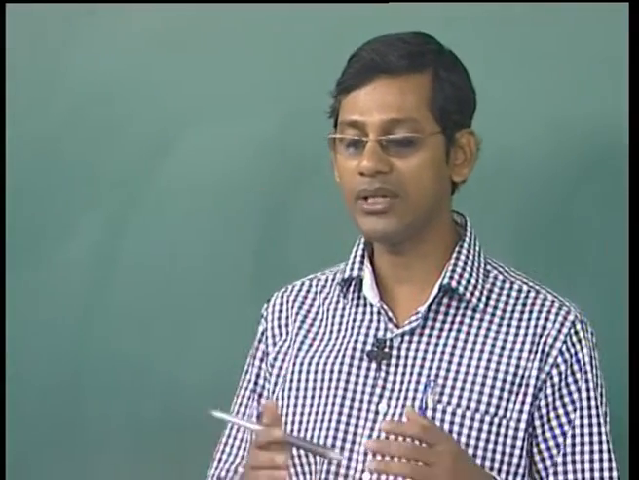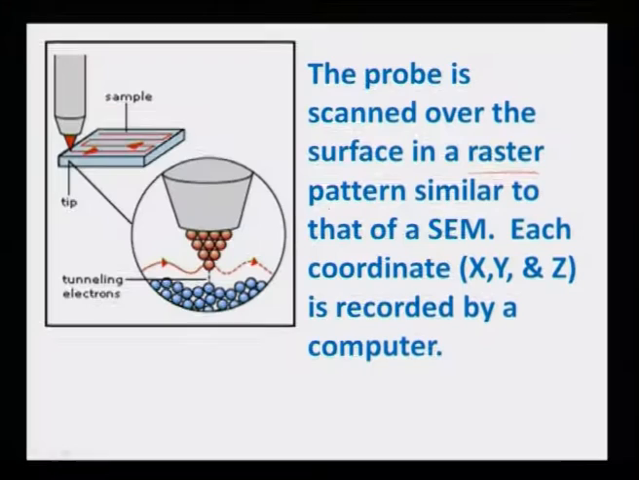And obviously, as you understand, the probe needs to be scanned on the sample surface. The scanning is done by raster, similar to SEM, and each coordinate of the tip can be recorded on a computer. So whether you use A or B, it does not matter, all the positions are recorded, and then values of the current or values of the distance of the movement of the tip can be recorded, and whichever you want you can plot on a computer and get the image.